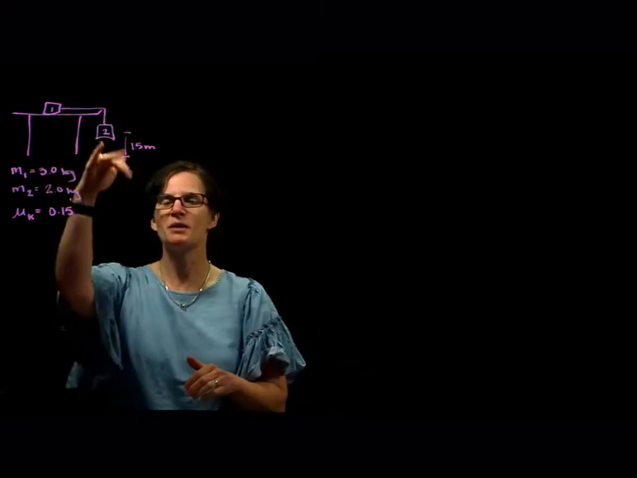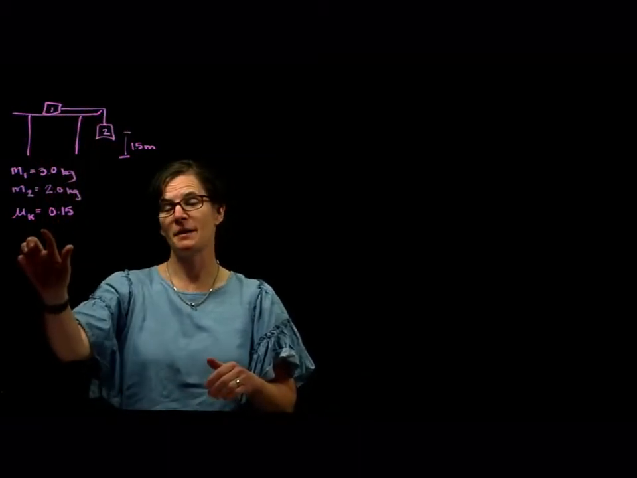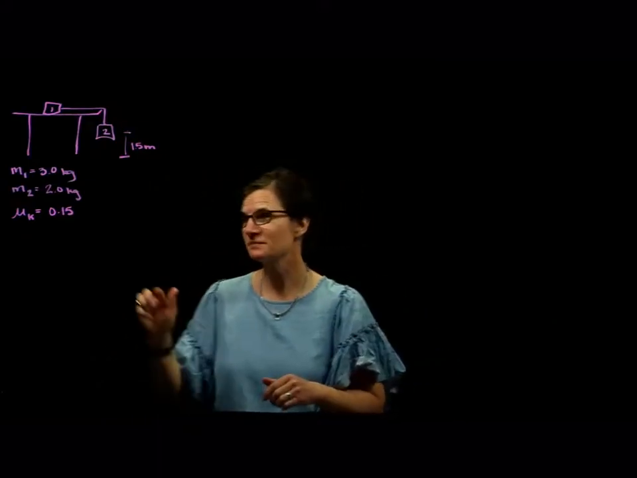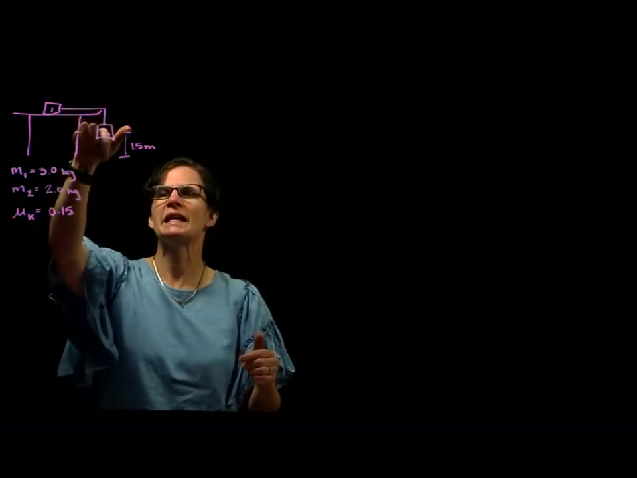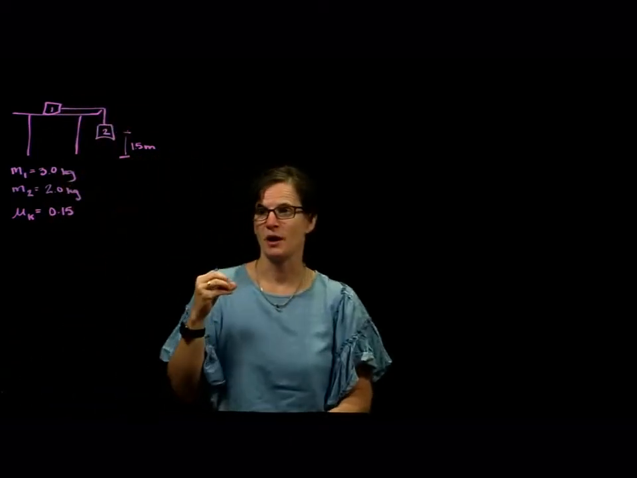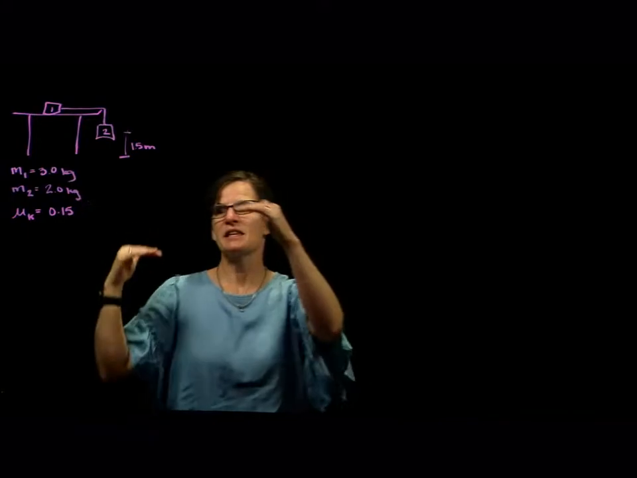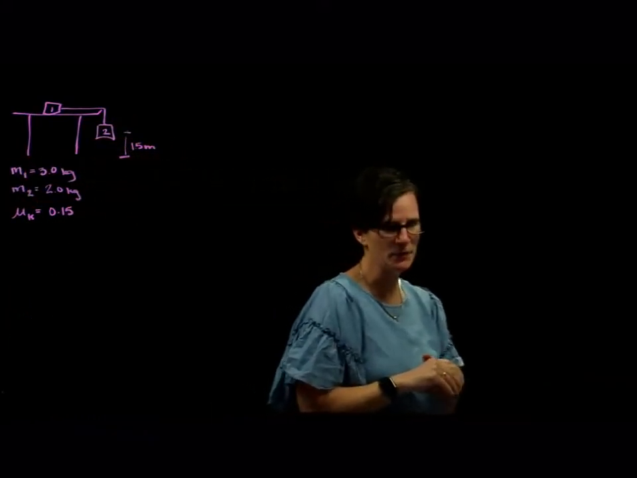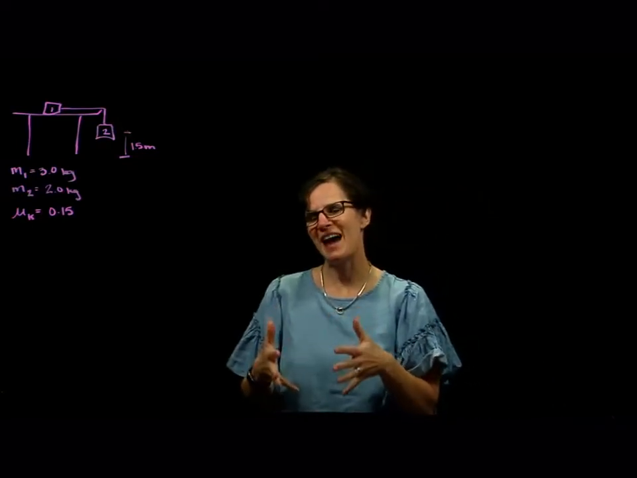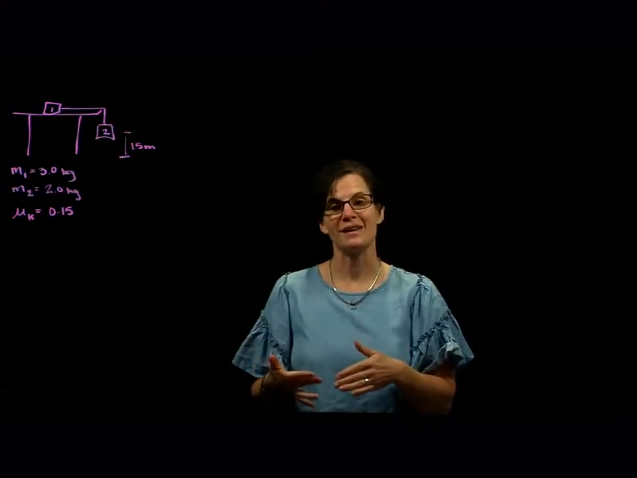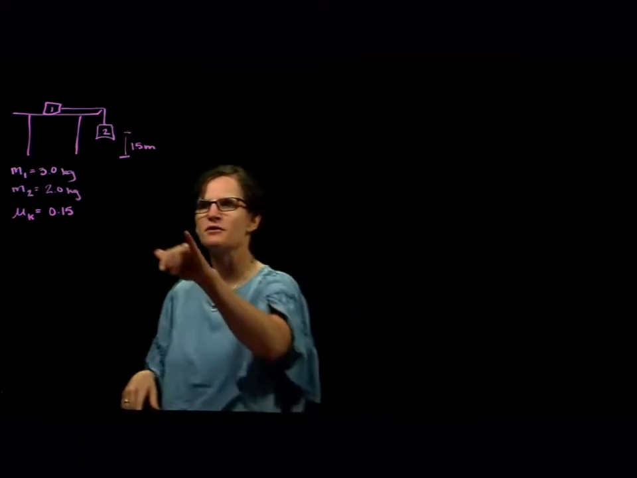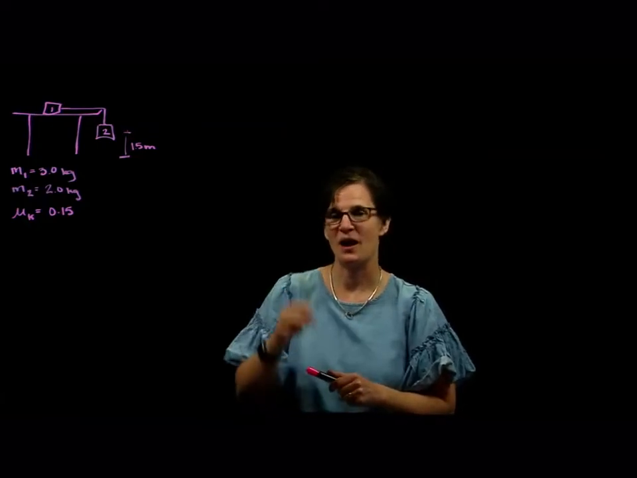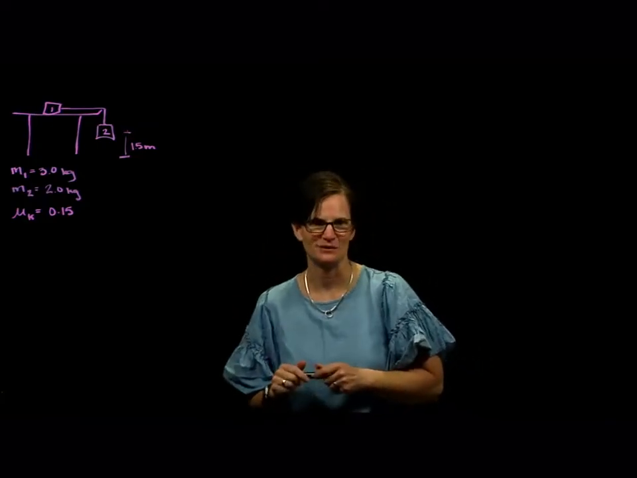Okay, so here we have a block sliding along the top of the table. The coefficient of kinetic friction between that block and the table is 0.15. It's attached to a frictionless pulley, and this block is falling to the ground. So when the system is released, block 2 is going to fall to the ground while block 1 is going to move along the table. The question is, how fast is block 2 going right before it hits the floor? The floor is 1.5 meters below block 2.